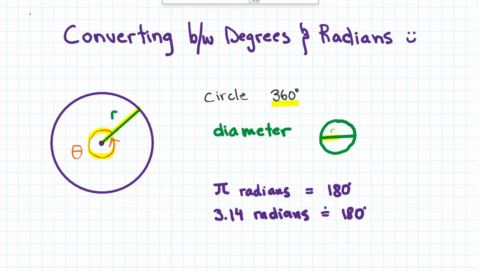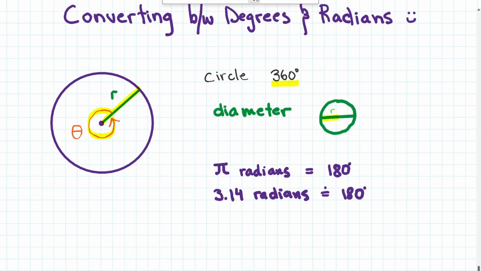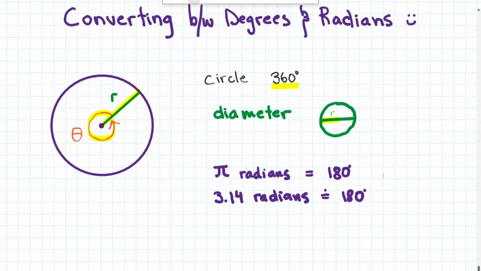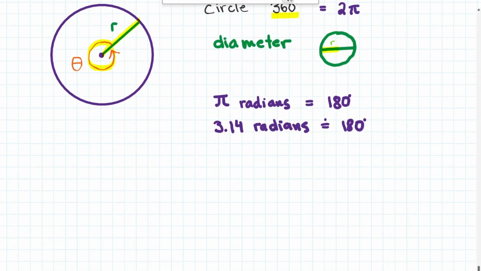So that means a full circle, which we know is 360 degrees, is going to be 2 pi, because pi radians equals 180 degrees. So that's just a bit of analysis. However, now I'm going to show you the exact equation that you can use and rely on every single time.